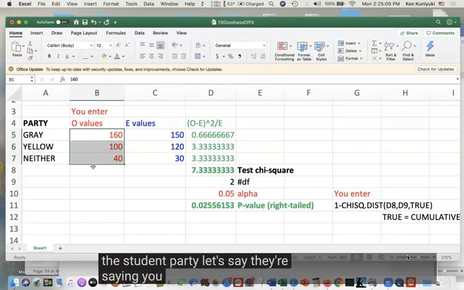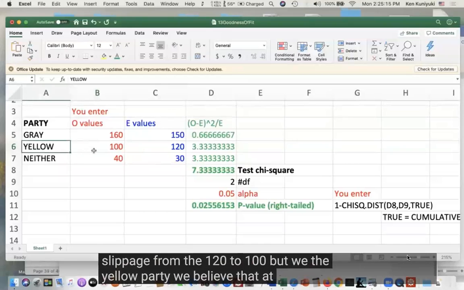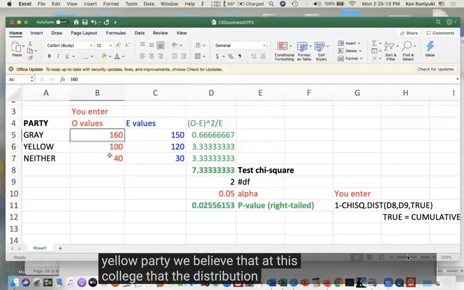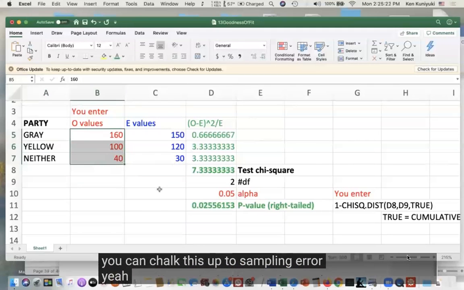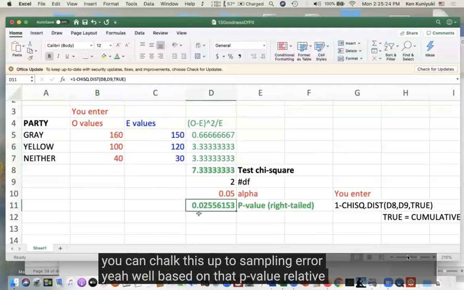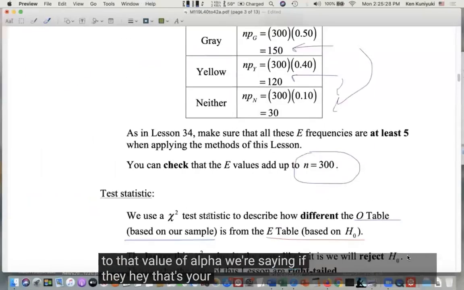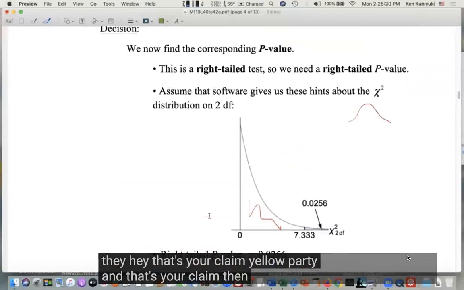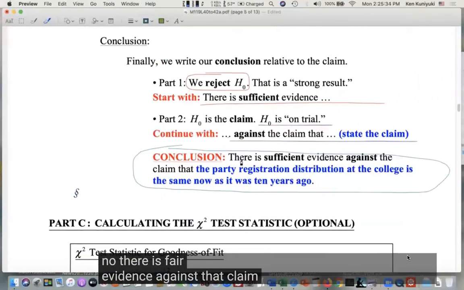Let's say they're saying, you know what? We think that the distribution is still really the same as it was 10 years ago. I know it looks like there's been some slippage from the 120 to 100, but we, the yellow party, believe that at this college the distribution is still the same as it was 10 years ago. You can chalk this up to sampling error. Well, based on that p-value relative to that value of alpha, if that's your claim, yellow party, then no. There is sufficient evidence against that claim.